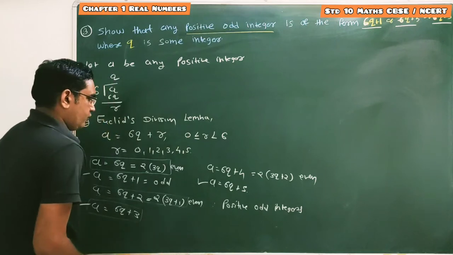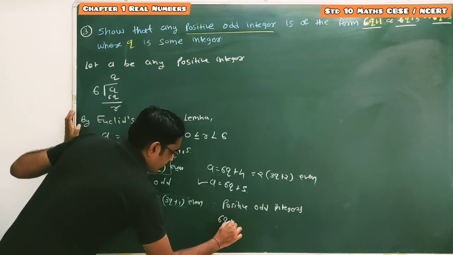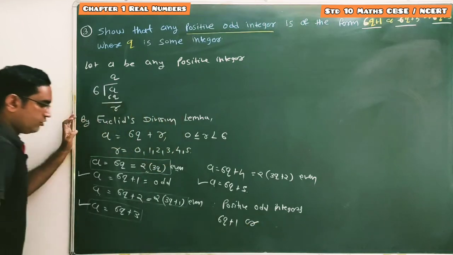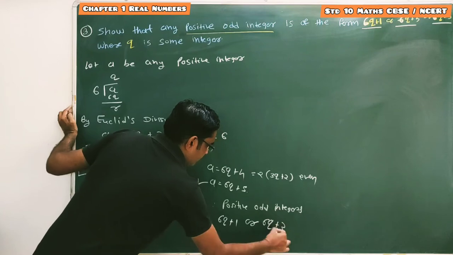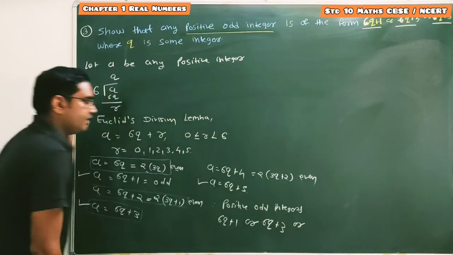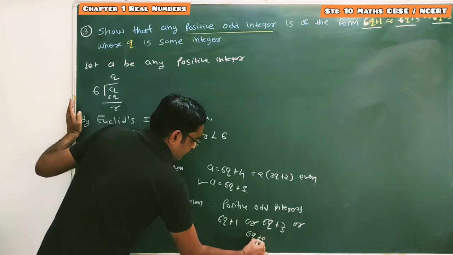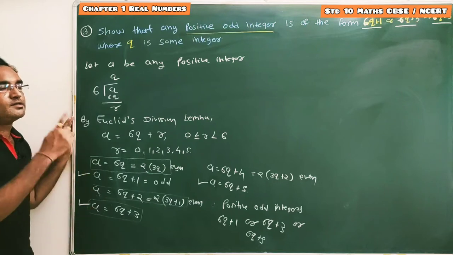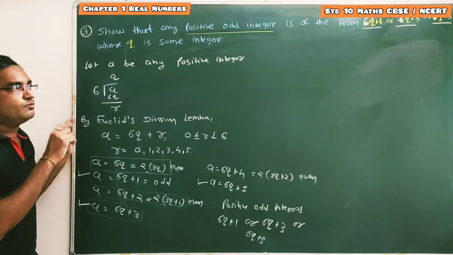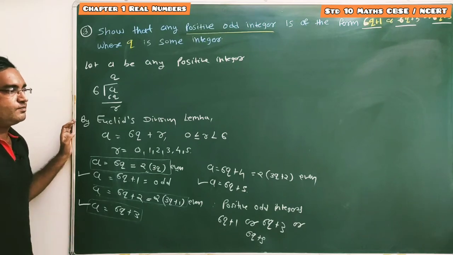are always in which form? 6q plus 1, or they are in the form of 6q plus 3, or they are in the form of 6q plus 5. So any positive odd integer can be written as 6q plus 1, 6q plus 3 and 6q plus 5. Clear students? So this is the first method.